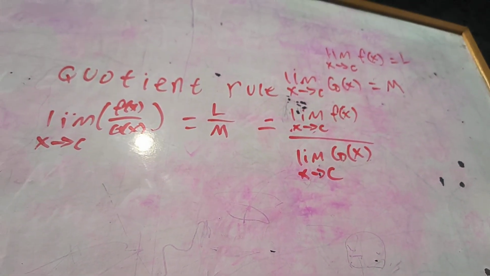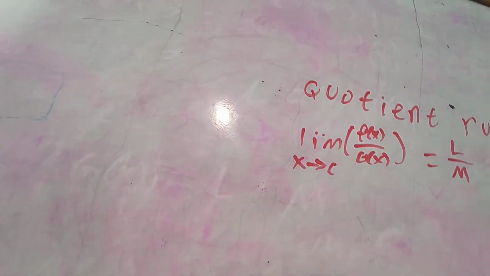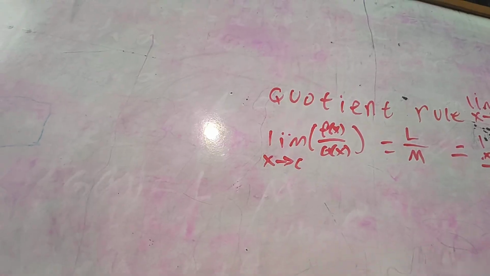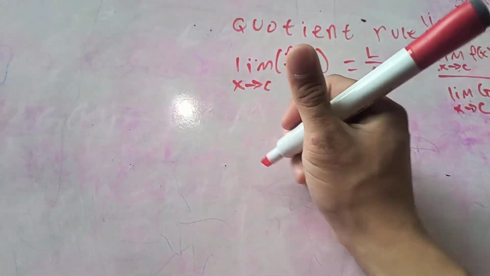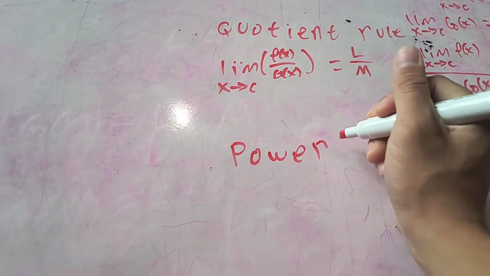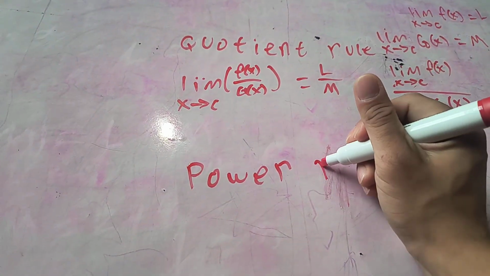And then the last one is the power rule. What is the power rule? Well, the power rule is this.